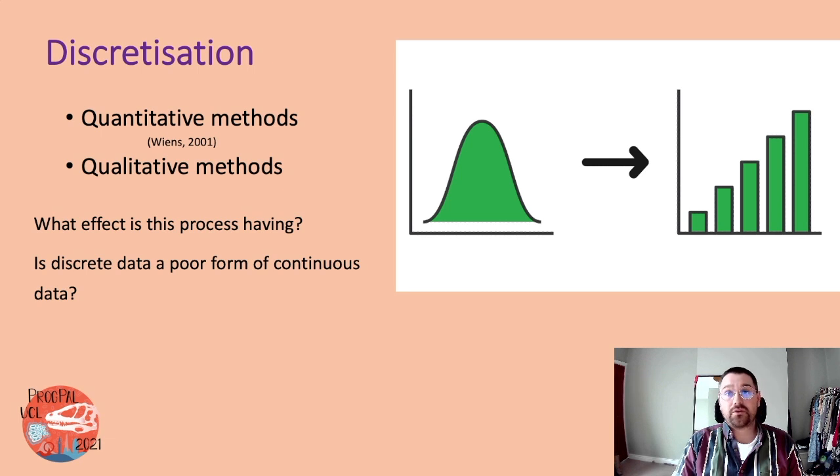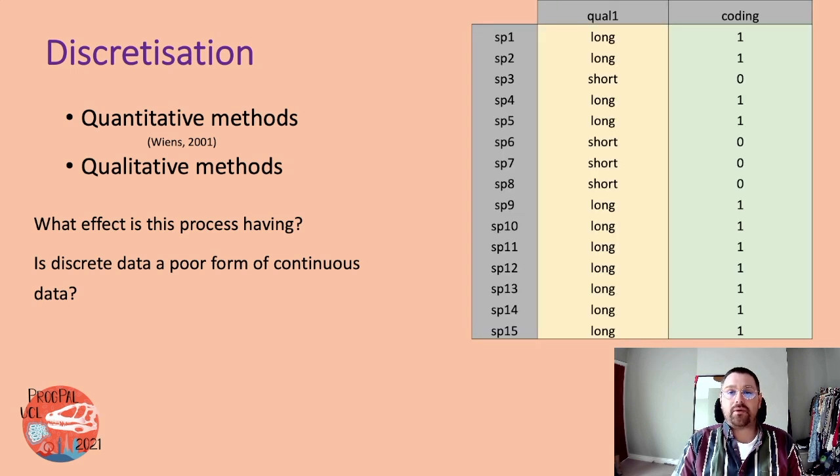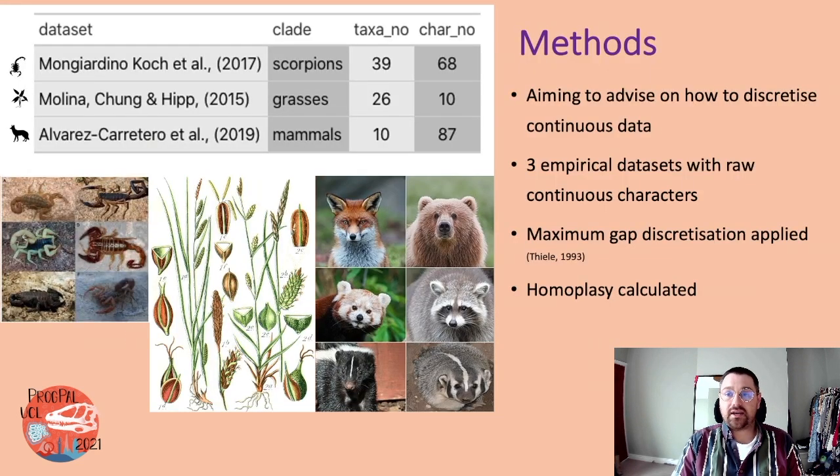Well, the ways we try to incorporate it are twofold. We use quantitative methods, where we take a range of character values and we bin them according to a certain criteria, and there are also more qualitative methods, where we, for example, define something as long or short or absent or present, and we code according to that. But what effect is this process having on phylogenetics? Is discrete data a poor form of continuous data? Well, it's not clear, and we are aiming to advise on how to discretize continuous data with our methods here.